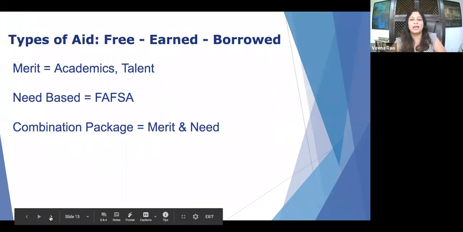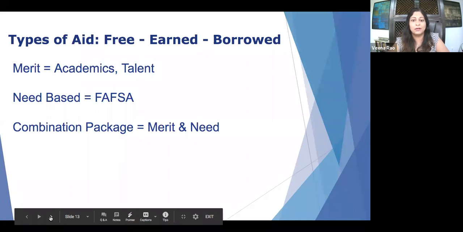In terms of aid, we're looking at, for instance, merit-based aid. Merit-based aid is usually given to students with strong academic records or because they have specific talents that the university is looking for, perhaps athletes, musicians, students along those lines. And at most universities, when you apply, merit-based aid is automatically part of the application process.